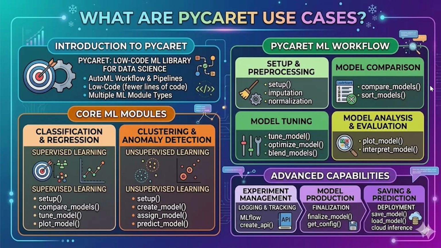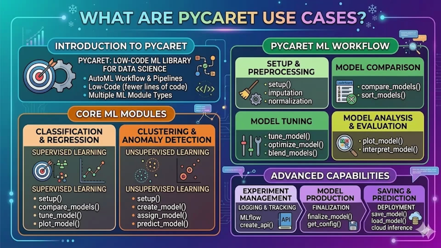So the workflow we need to start with is setting up the session, and it will take care of every step required for your pre-processing. Then call compare models, and find out which is the best model out of the list. If needed you can tune the model also, and then we can even optimize the model, blend the model. All of this we can do as part of tuning, and finally model analysis also to see the model performance. Plot model and interpret model are two functions. This PyCaret library contains so many functions.